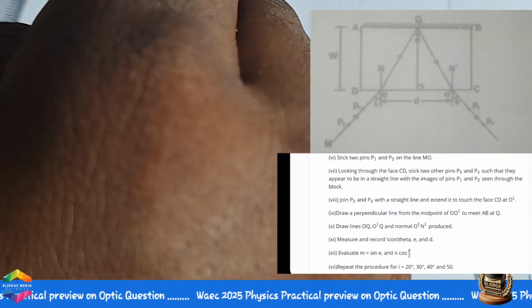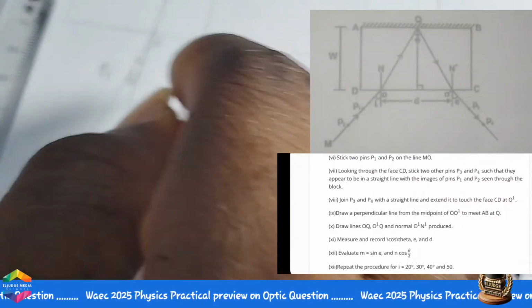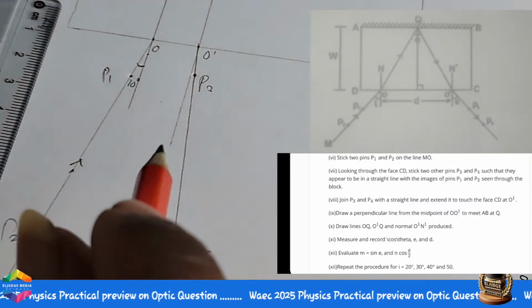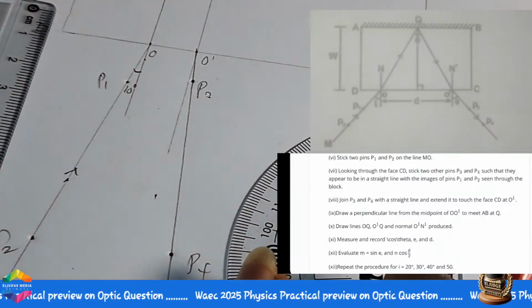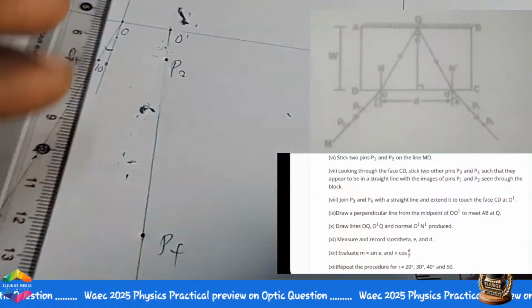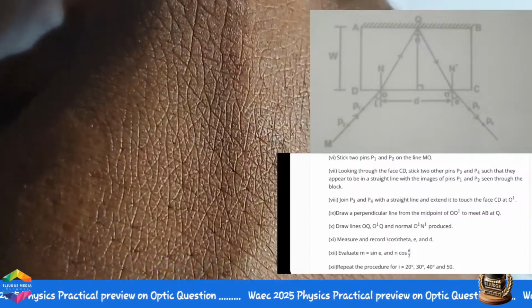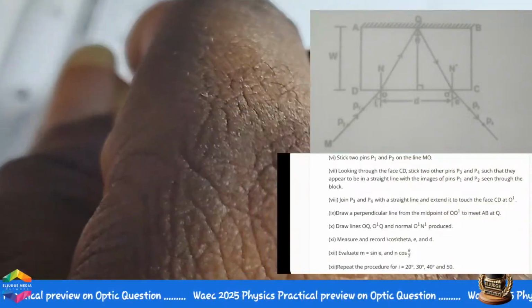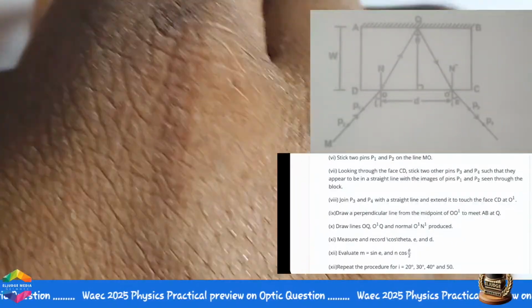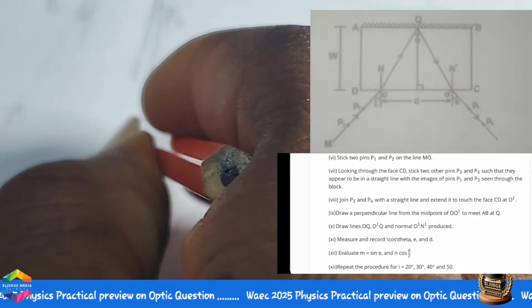So this is our 10 degrees. No, there's an error here. There's an error in the normal here. So we have a P3 here.